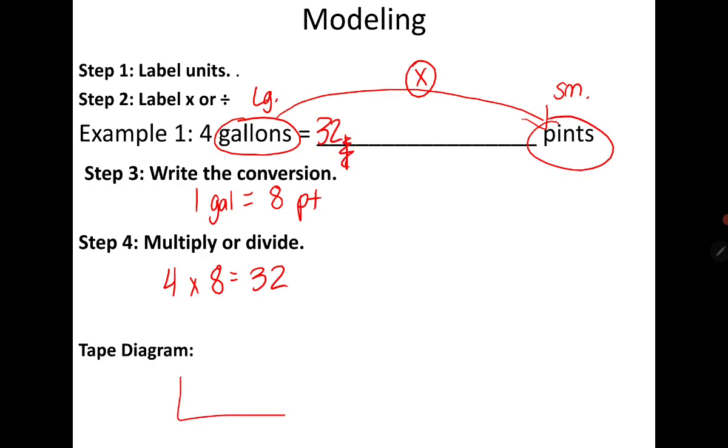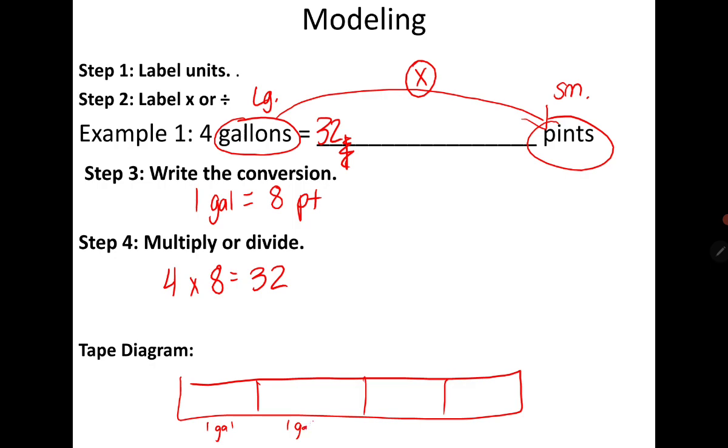Okay. So for our tape diagram, we're going to want 4 boxes, because each box stands for a gallon. And inside each gallon is going to be 8 pints. So the total will be 32 pints.